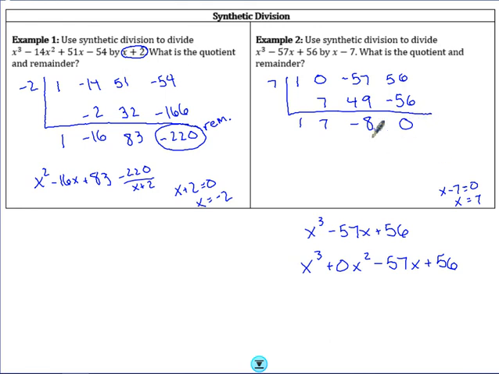All right. -8 is my constant. Okay. 7 is my x term. And then this one is my x squared term. All right. So this is the answer to my synthetic division there.